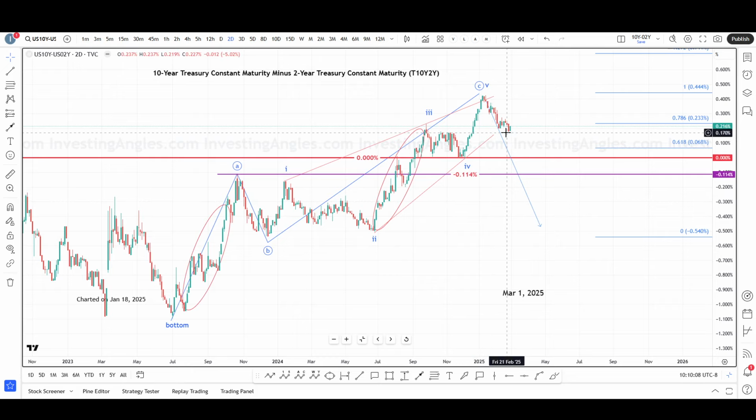If it is crossed, then we would be looking for a prolonged move and exploration here in the negative area. That's the perspective for the spread.